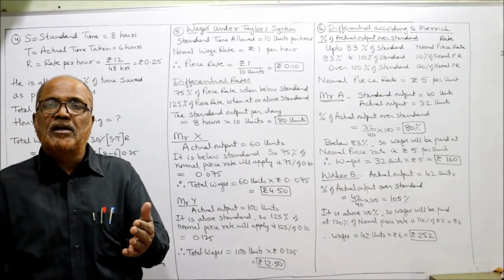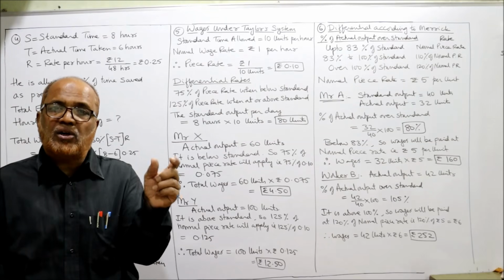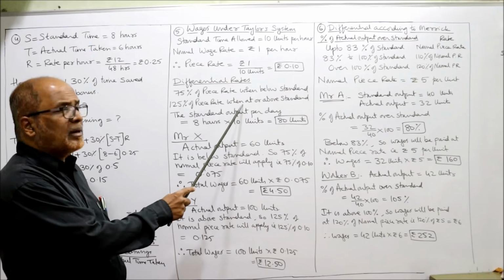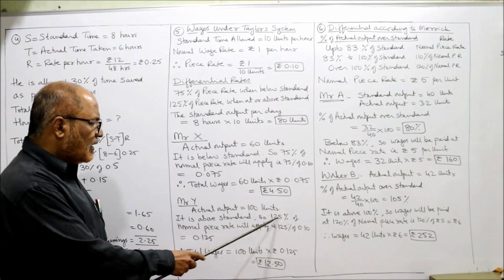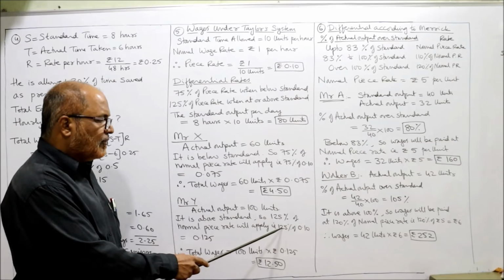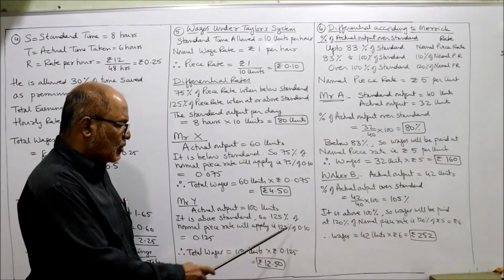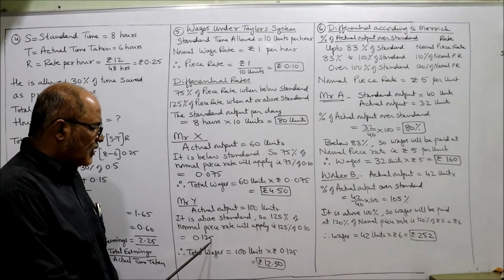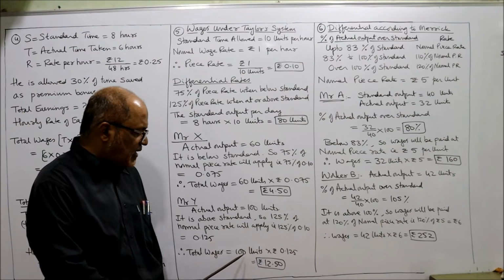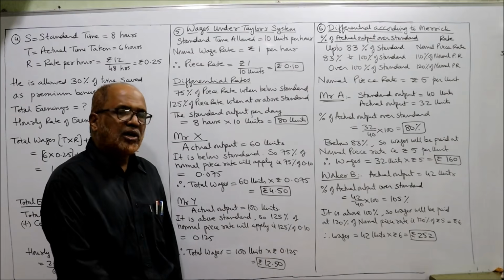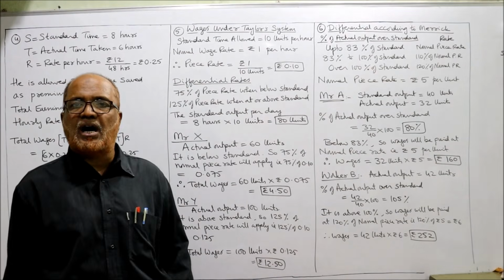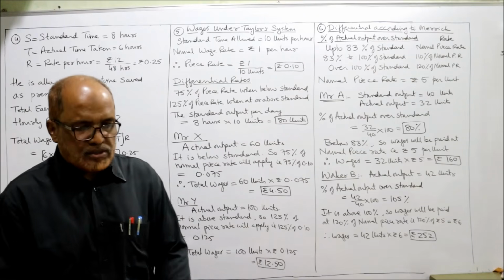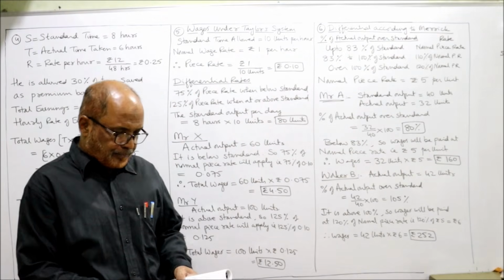More than standard, so 125% of normal piece rate will apply. So 125% of 10 paisa, 125% of 0.10 is 0.125. So wage rate will be 0.125. So total wages will be 100 units into 0.125, 12 rupees 50 paisa are the wages of Mr. Y. That's all. Now see the next problem, the 6th one.